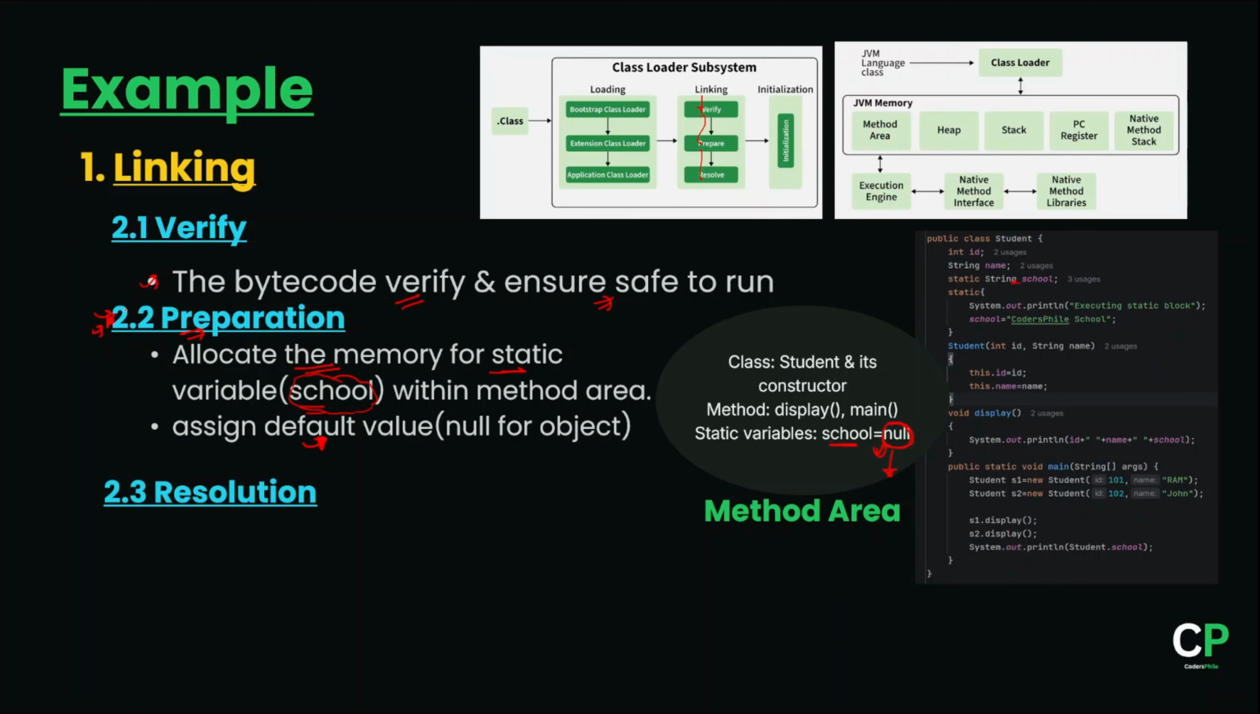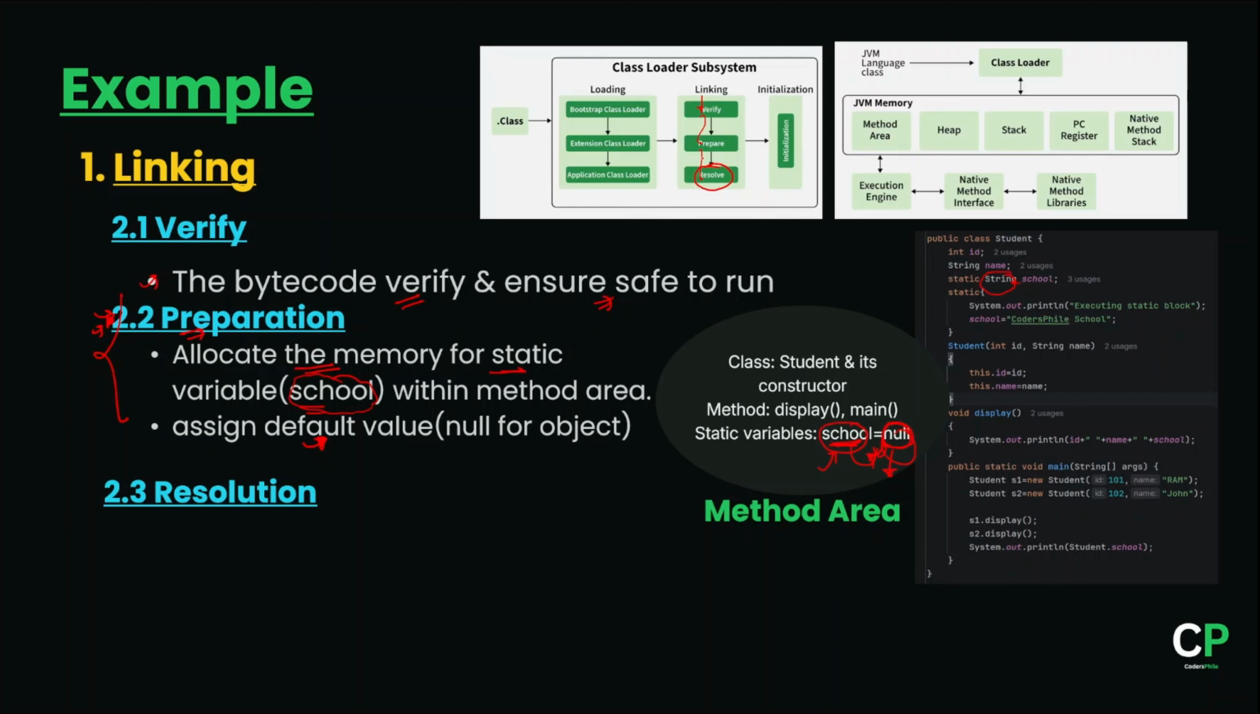So the second phase is completed. In the preparation phase, the memory is allocated for the static variables and the default value is assigned to the static variables. For the String data type, the default value is null, so null is assigned to the school static variable. Now there comes the third phase, the resolution phase.